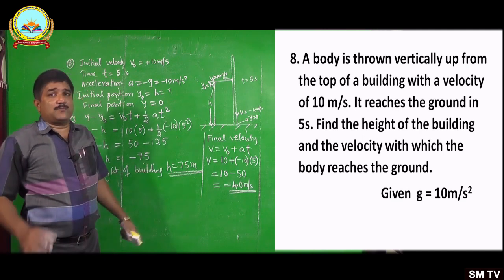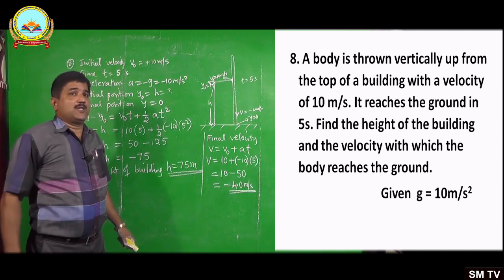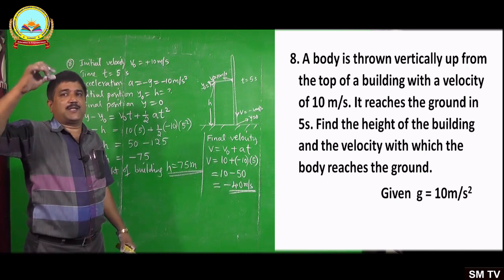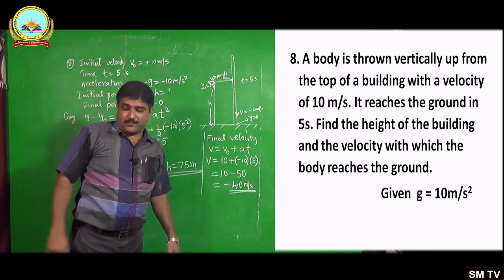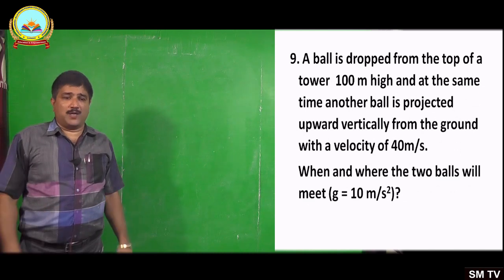Remember, whenever you throw the object upward, take positive, and when the object is dropped from the height, take initial velocity as 0. Now I move on to the last problem here, 9th problem.